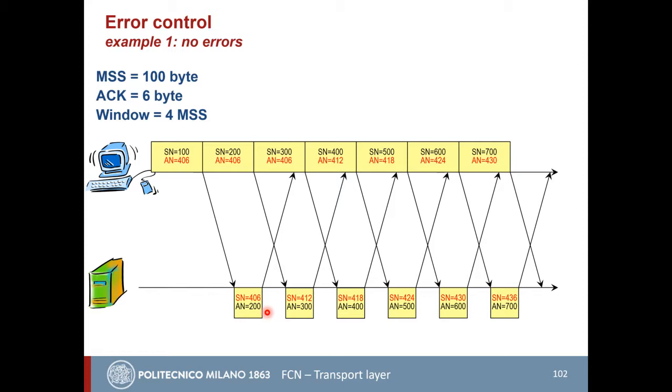Here instead you can see the transmission of the acknowledgements. Each acknowledgement contains 6 bytes, and so also the acknowledgement numbers in the other direction increase. So here it is 406, 412, and so on and so forth. Okay, this is quite simple.